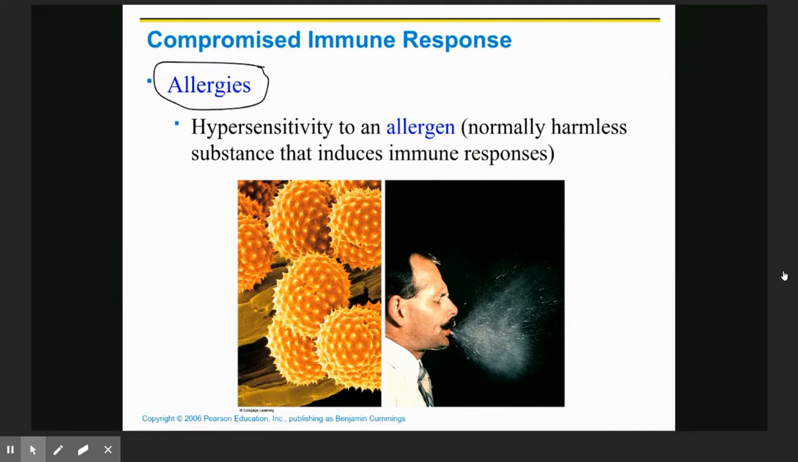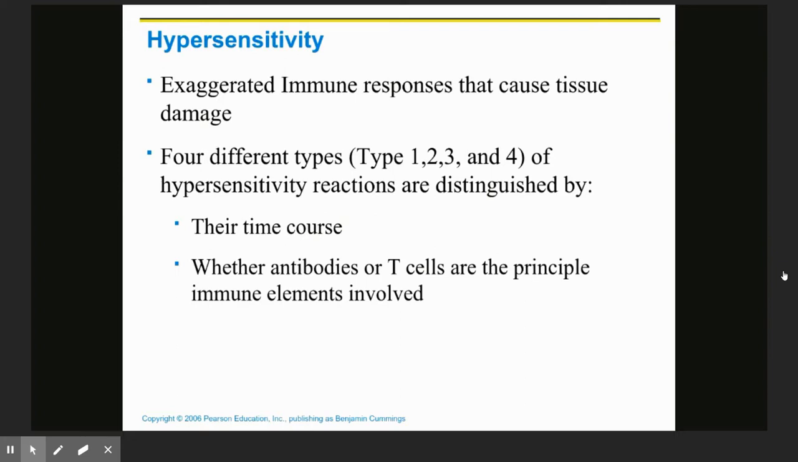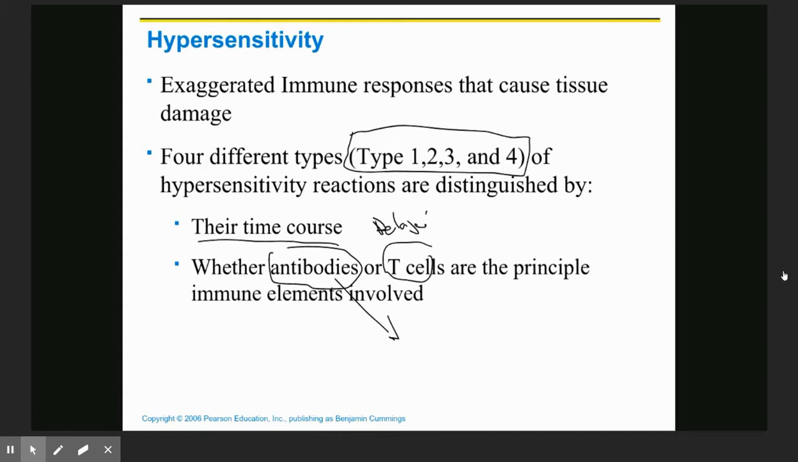So let's look at allergies just a little bit. There are actually 4 different types of allergies, and they're just designated type 1, 2, 3, and 4. Well, you can tell them apart because it might be antibodies involved or it might be T cells involved. Also, it might happen very, very quickly or it might be delayed. You can also tell by what kind of antibody is involved. So is it IgE? Is it IgM?